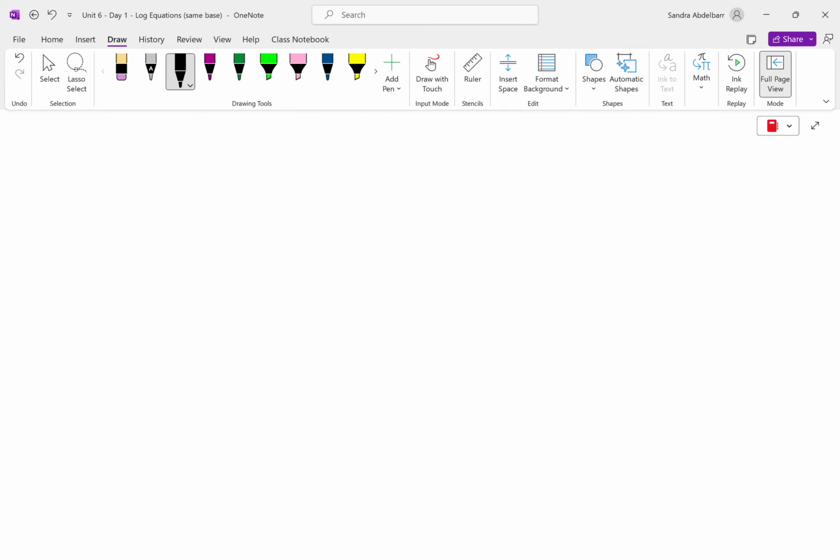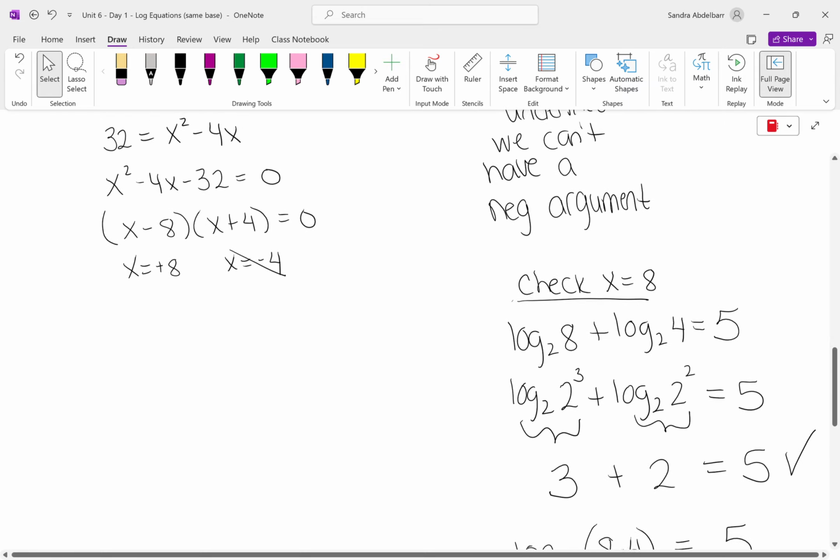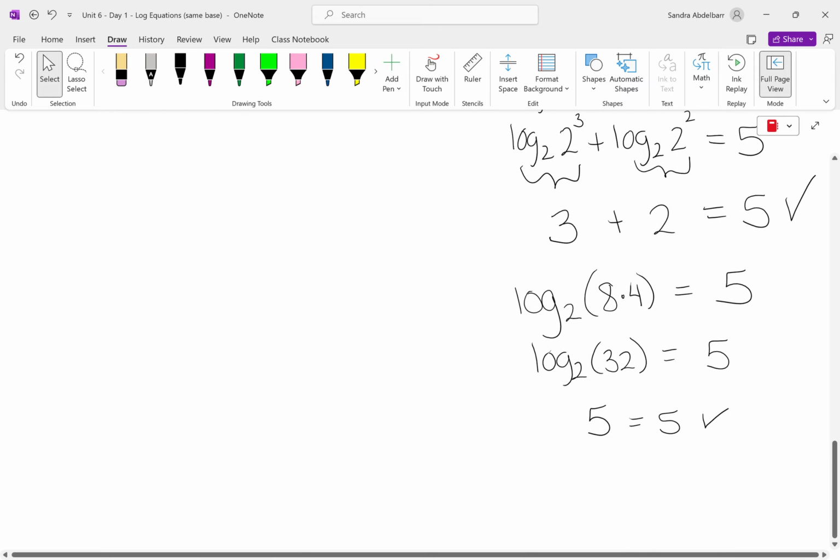All right, let's keep going. This is the main concept. Now it's just practice. There's really not much more to it.